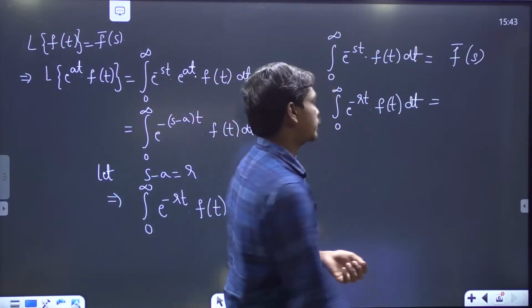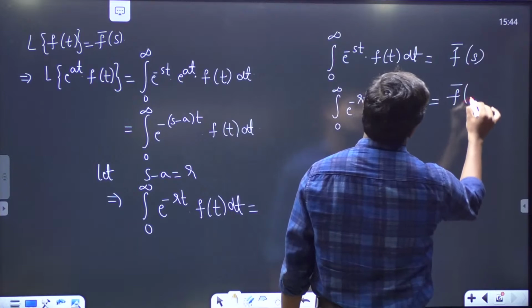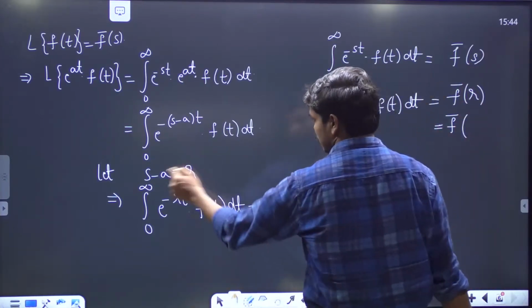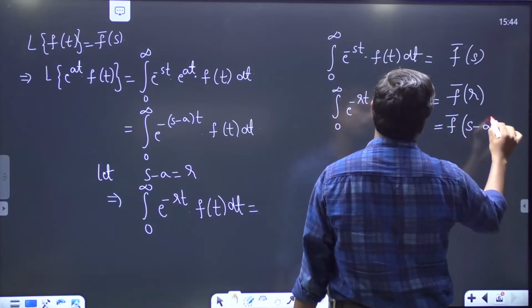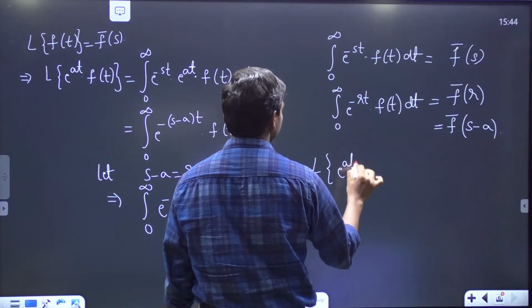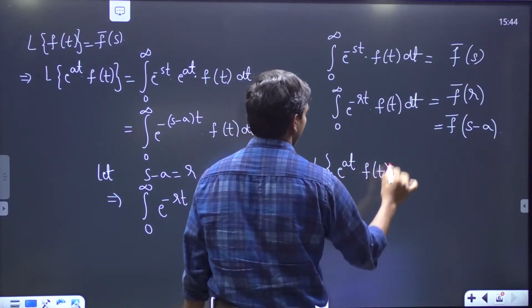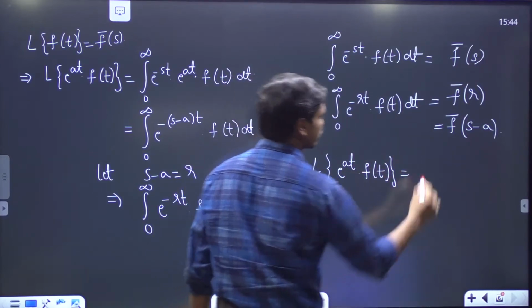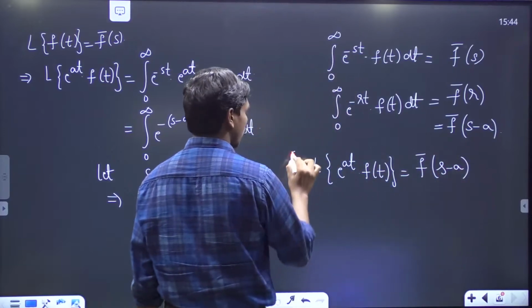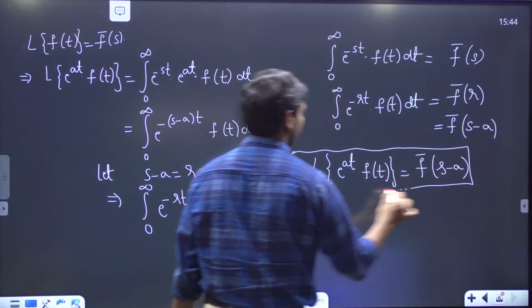F bar of r, and the assumption that we made for r is that the value is s minus a, and this implies the Laplace transform of e power at into f of t is equal to f bar of s minus a. So this is what we call the first shifting property.